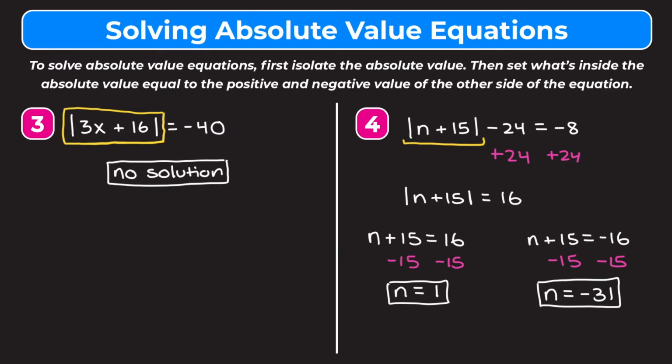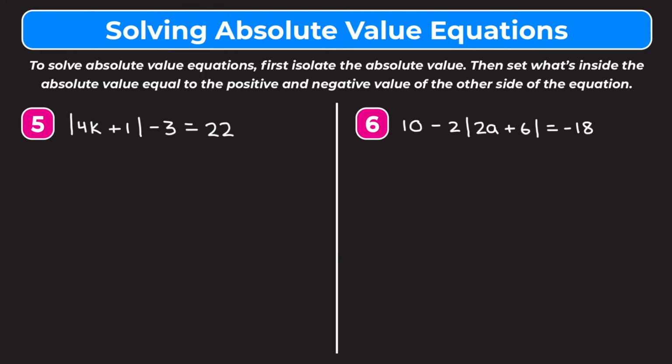Let's take a look at some more examples. So example 5, we have the absolute value of 4k plus 1 minus 3 is equal to 22. So remember, what we need to do first is get the absolute value by itself. So we can do that by adding 3 to both sides of our equation. On the left, we're going to be left with 4k plus 1 in absolute value. The minus 3 and the plus 3 go to 0, so they cancel each other out. And on the right, 22 plus 3 is 25.